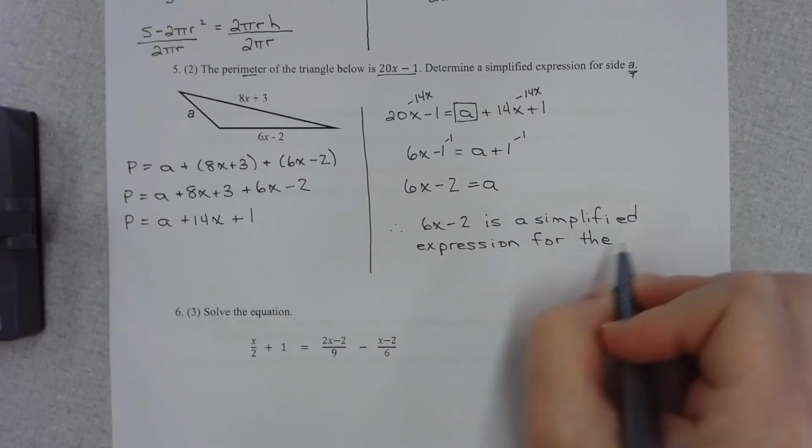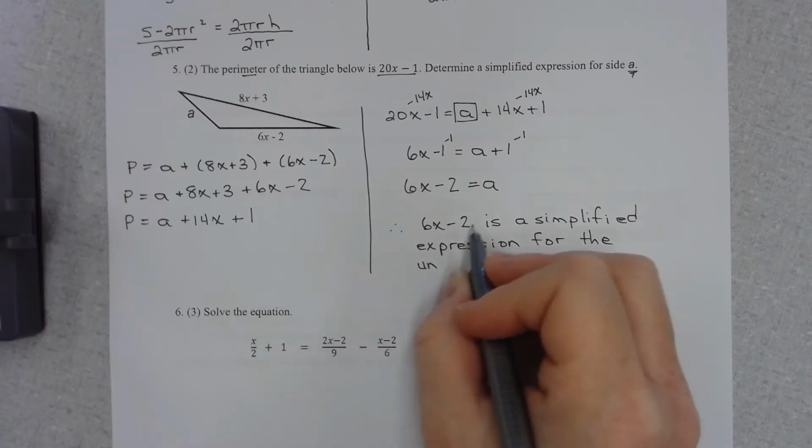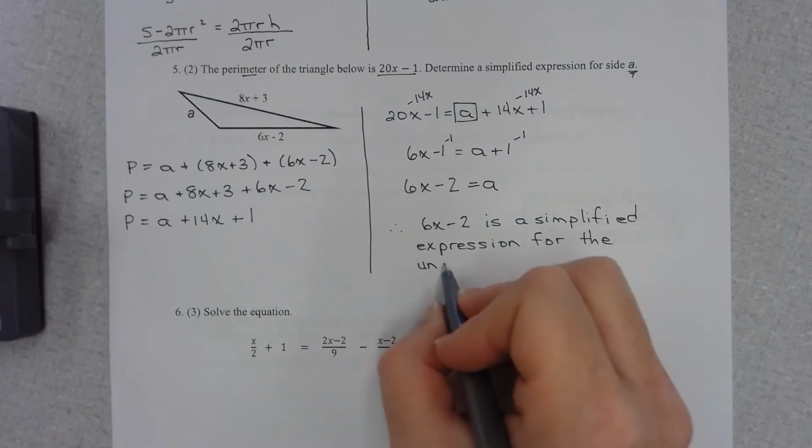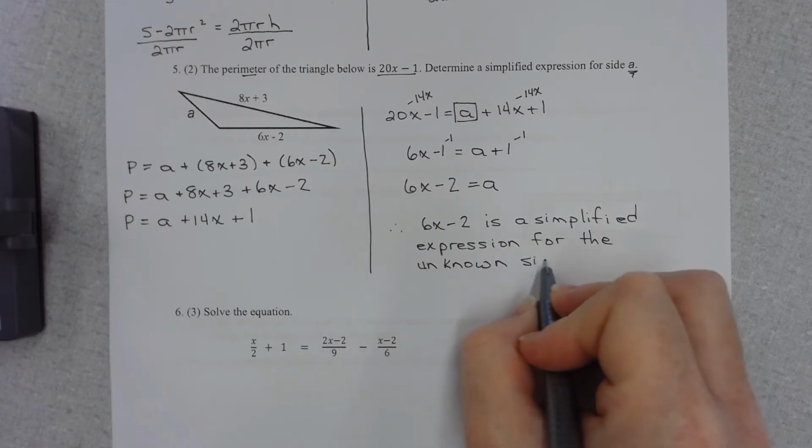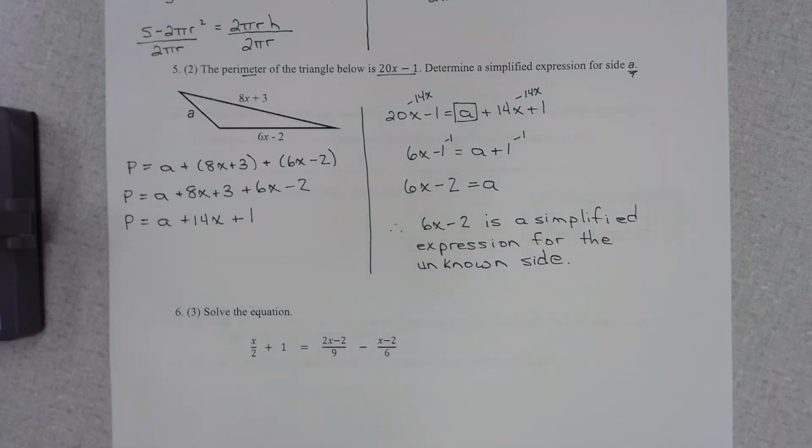And this time it didn't give us any units, so you can either just write units or you can just write 6x minus 2. All right, solving equations.